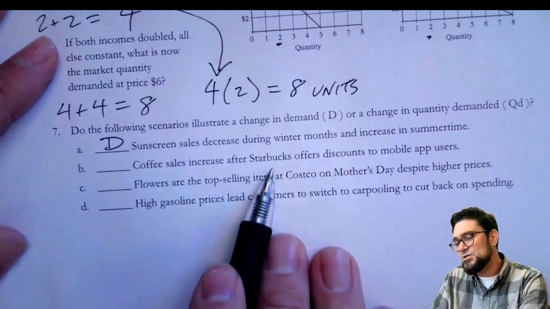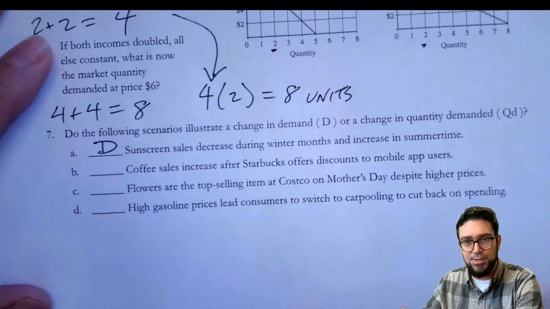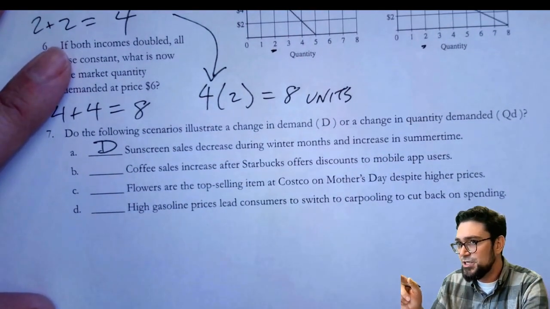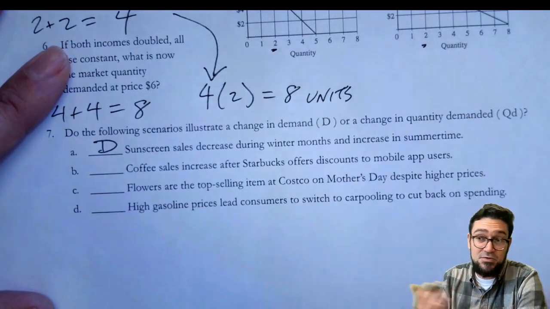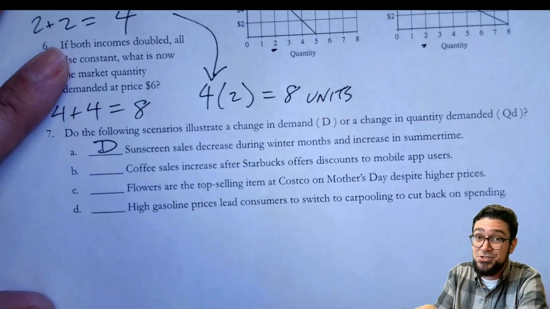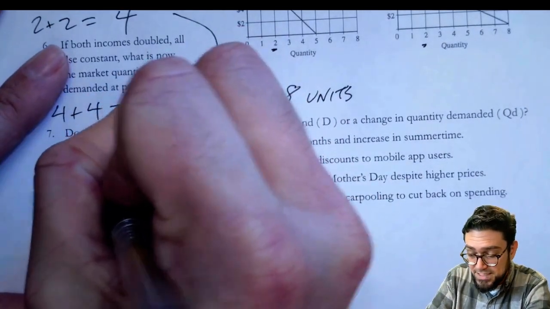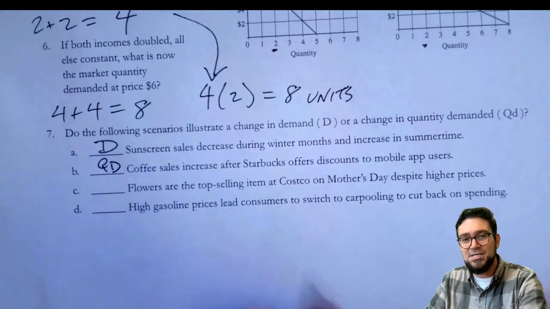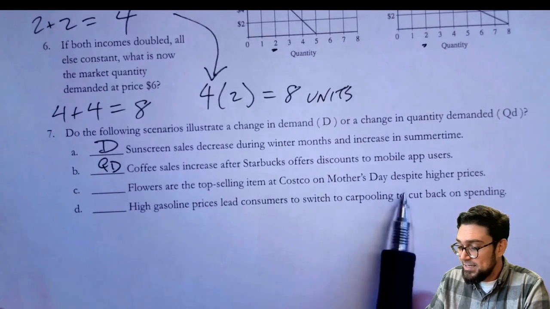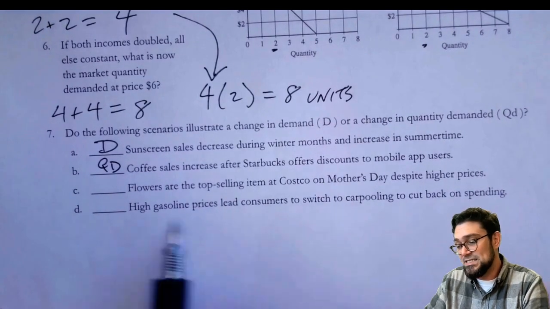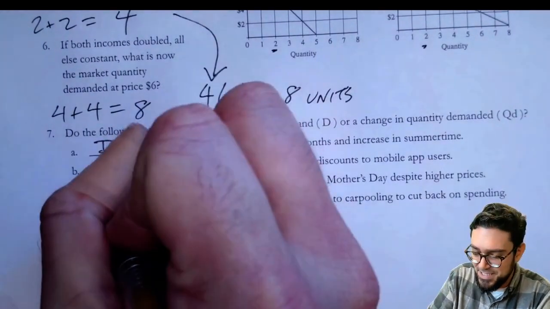Coffee sales increase after Starbucks offers discounts to users of mobile apps. Now think about it. Is it the price that's changing, or is it something else? Well, it's not something else. In this case, Starbucks is just lowering the price for a certain subset of customers, but they're just changing the price. And so we would say quantity demanded. Flowers are the top selling item at Costco on Mother's Day despite higher prices. That's actually true, by the way. But we can even tell right here, if they're higher prices and still buying more of them, then that's going to be a demand shifter.